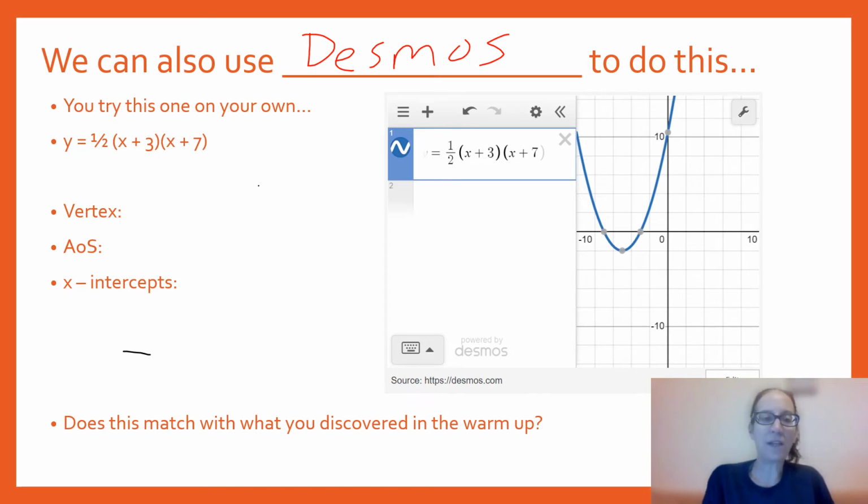So I'd like you to pause the video right here and try this one on your own. Okay, y equals 1/2 times x plus 3 times x plus 7, and I want you to find the vertex, the axis of symmetry, and the x-intercepts. Okay, so pause the video. Please, please, please pause the video. Do not just play it through and wait for Miss Taylor to give you some answers. Okay, you pull up Desmos and you get these answers, and then you use my explanation to check to see how you're doing on your own. Okay. So pause the video now and do that.